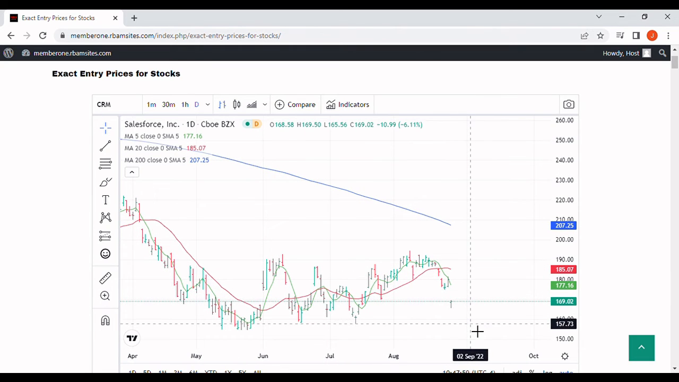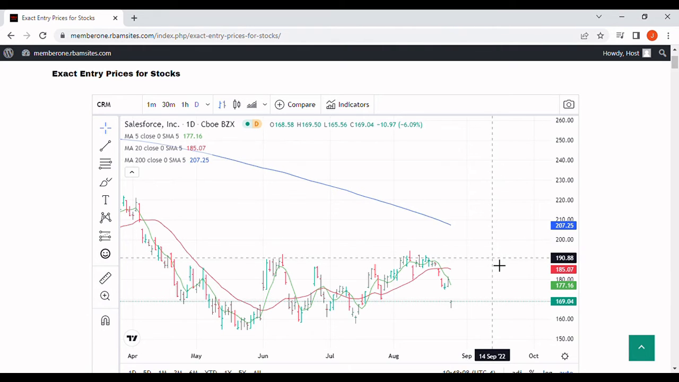But again, testing the low 150s, rallying up to 180s, 185, 190. Mid-September is what I see for the stock right now. Again, all in my opinion only and for entertainment purposes only.